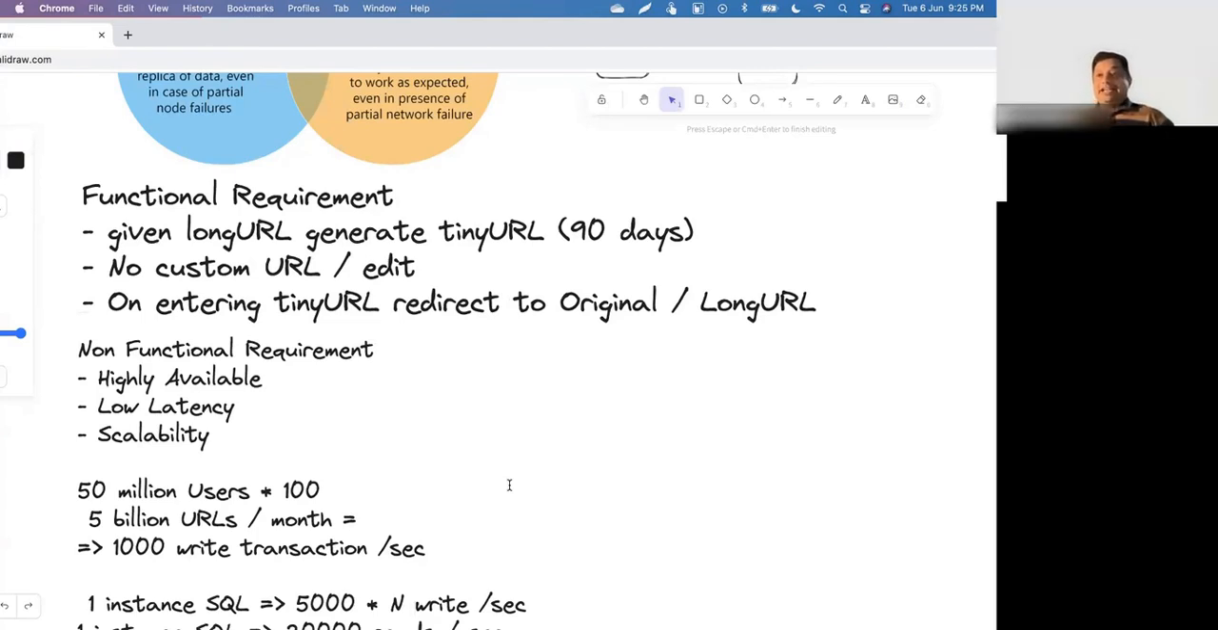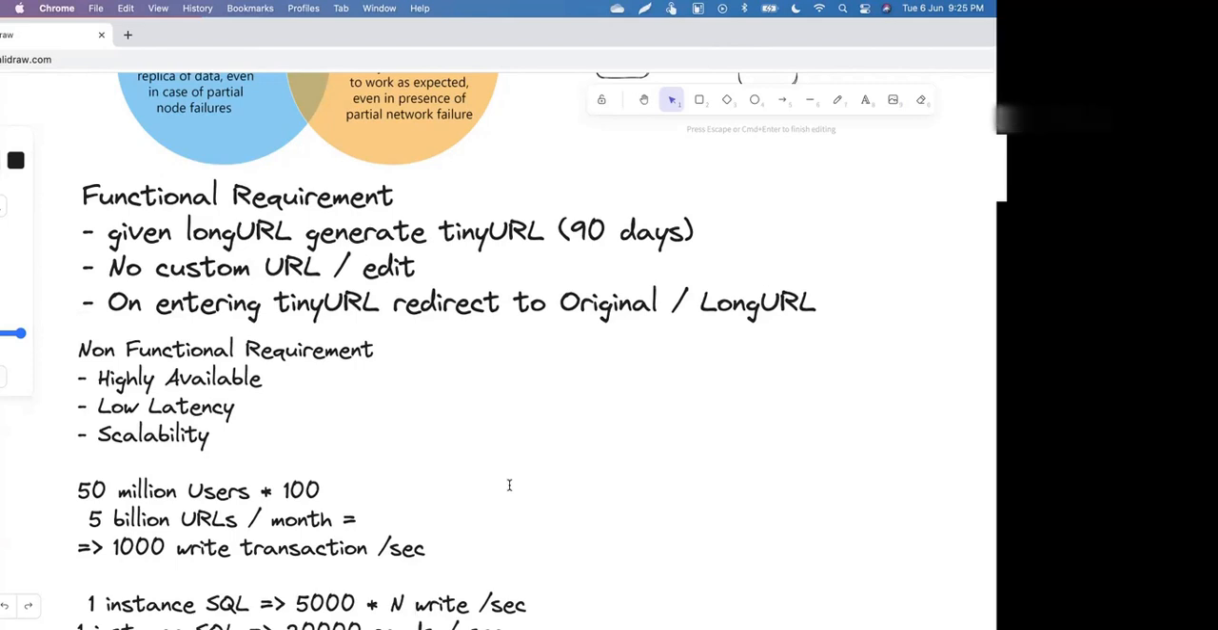But see, sharding has overhead. Sharding will make your application complex. So you mean that we should not do sharding for SQL?